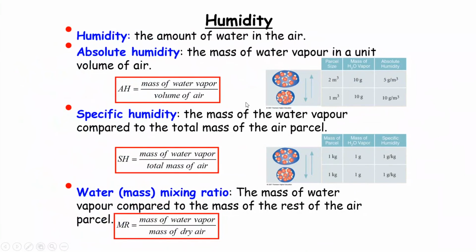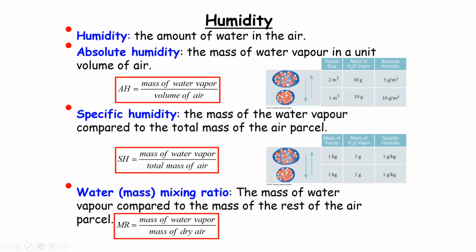Again, this is a better explanation. Humidity, the amount of water in the air. So humidity we can specify as either absolute humidity or specific humidity. Absolute humidity means mass of water vapor per volume of air. You can see there is a volume of air. In that, this red is nitrogen, oxygen, CO2, argon, etc.